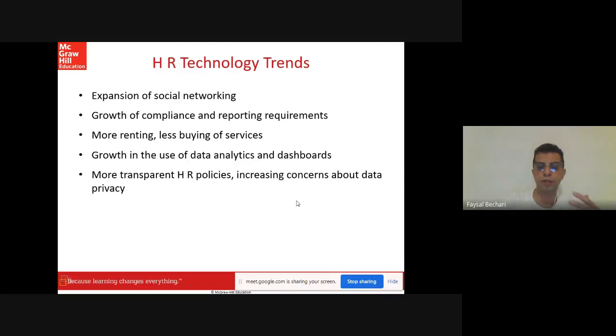All the management need data, analyzed, in order to make decisions. There should be a dashboard that they can show the CEOs. They need access to this data, and it will be presented differently to management as data analytics and dashboards so they can view it. And there is more transparency from HR policy, and increasing concern about data privacy. Once again, data privacy is very important. Once it's breached or leaked, then it's a problem.